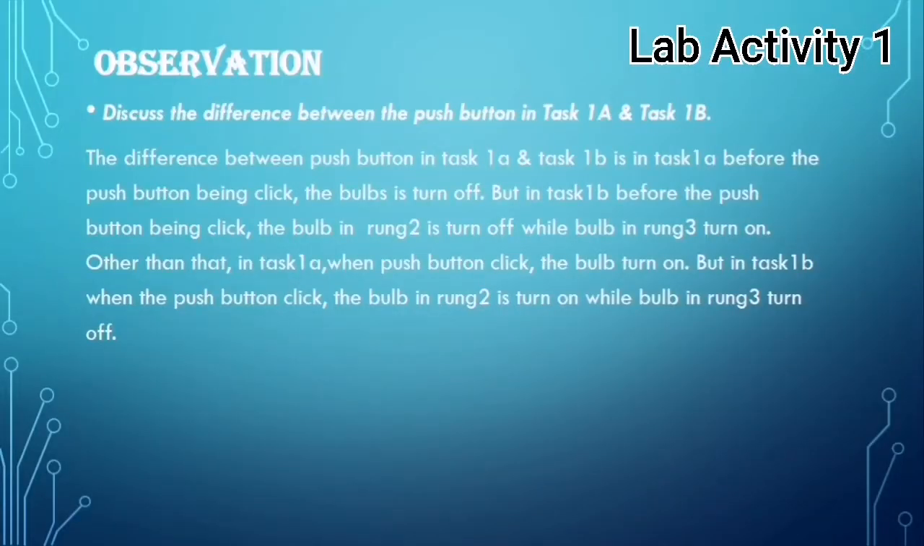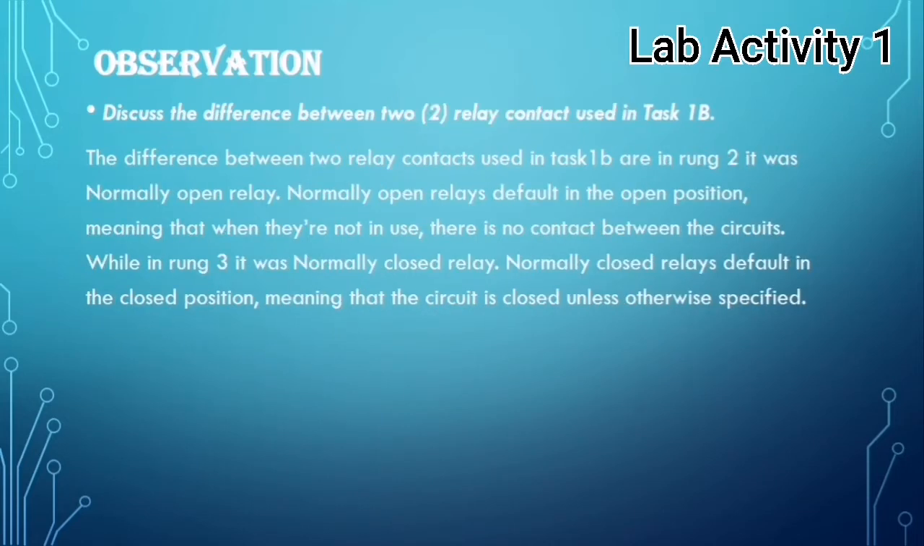Okay, now for the observation. First question is, discuss the difference between the push button in task 1A and task 1B. The difference is, in task 1A, before the push button is clicked, the bulb is turned off. But in task 1B, before the push button is clicked, the bulb in rung 2 is turned off while the bulb in rung 3 is turned on. Other than that, in task 1A, when the push button is clicked, the bulb turns on. But in task 1B, when the push button is clicked, the bulb in rung 2 is turned on while the bulb in rung 3 turns off.